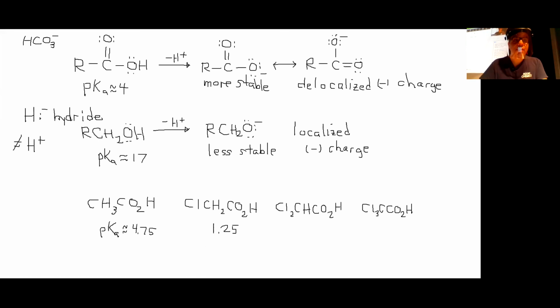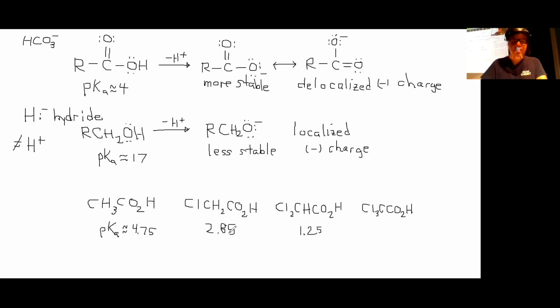Let's do dichloroacetic acid. Wait a minute. How can they both be 1.25? Oh, okay. I was reading it wrong. Chloroacetic acid is 2.87. That makes a little more sense. So this is 1.25. This is not 1.25. This is 2.87. And of course, it probably doesn't need to be said, but I don't expect you to memorize these things. You see, I didn't have them memorized.